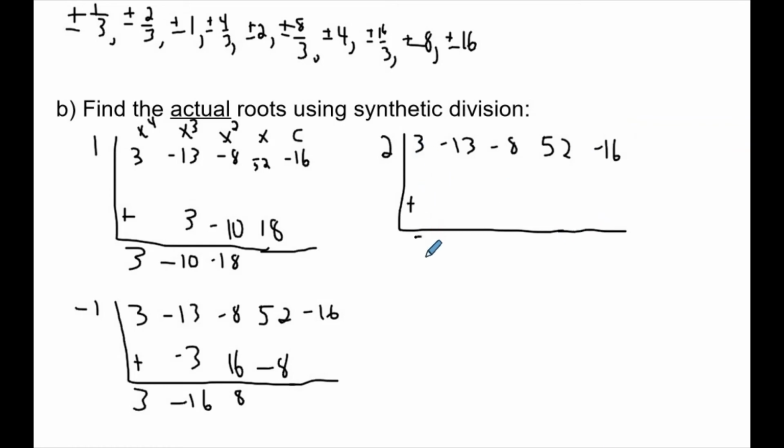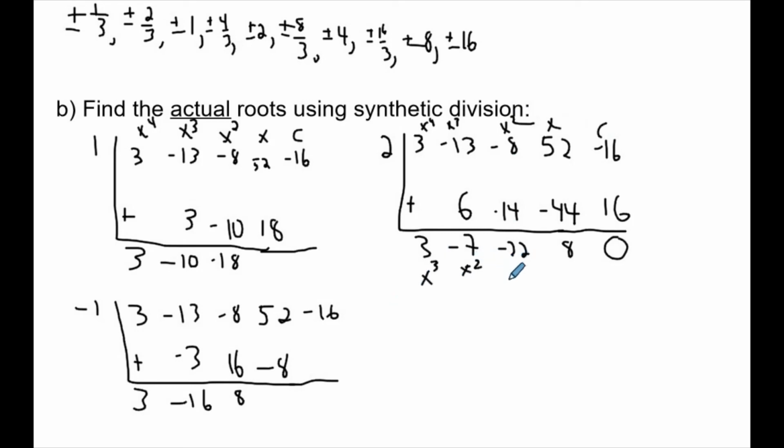3 plus nothing is 3. Here we have 6. Then we add this together and we get -7. Multiply this, you get -14. Here you get -22. Here you get -44. It looks like we're going to get it, because here you get 8, and 2 times 8 is 16, so we got a root. And remember, if this was a 4, 3, 2, x constant, this will be a 3, 2, x constant remainder. That right there says this is a root.